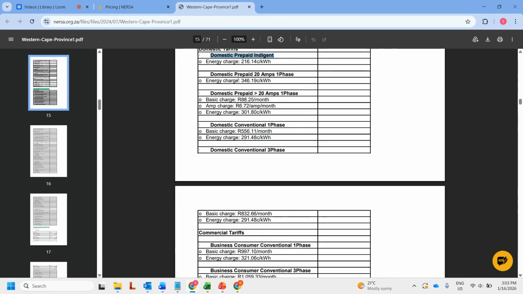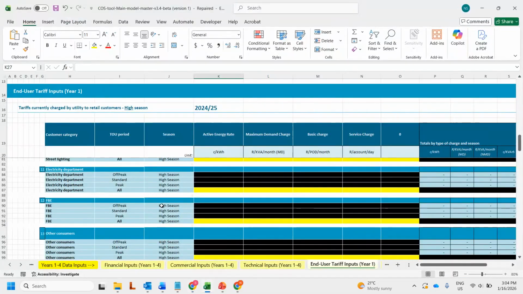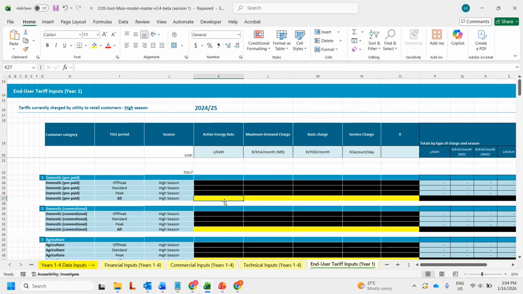Then the domestic prepaid customers, let's say most of them fall into this category here. They have a connection that's bigger than 20 amps. Then that's the tariff that we use up here for domestic prepaid. So it's not a perfect science, but it gets you close enough. So that's something to be aware of.